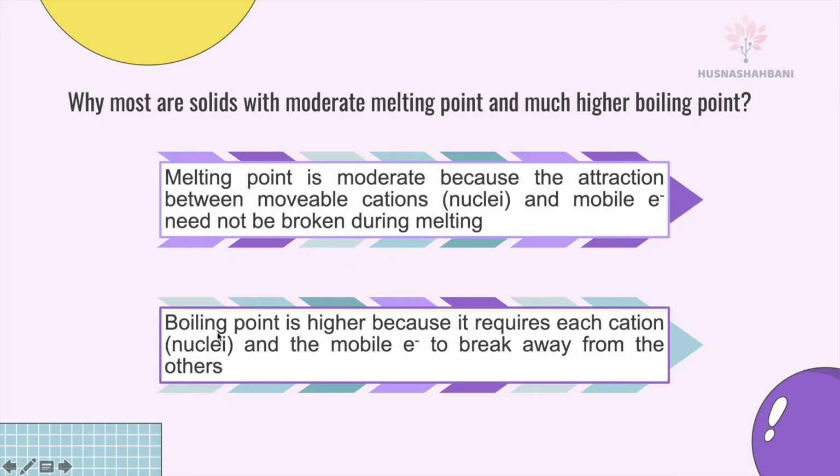But to boil it, boiling point is higher because it requires each cation and the mobile electron to break away from each other. You need to break them from each other. For them to melt, you don't need to break them, so that's why only moderate heating. But boiling, you need them to break away, so it requires much more energy for boiling.